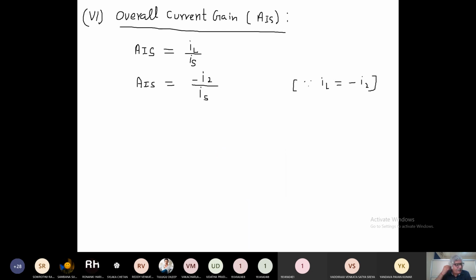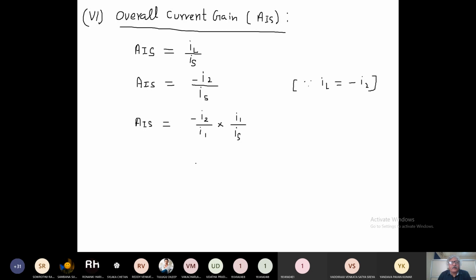Now this again you can write in this way. Overall current gain is equal to minus I2 by I1 multiplied by I1 by IS. Both are the same, because if you cancel out I1, then it will be minus I2 by IS.